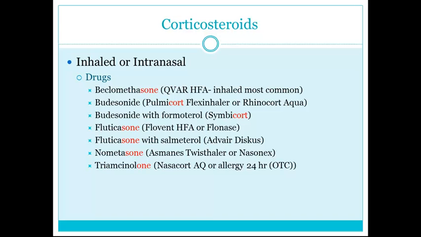Corticosteroids can be inhaled, and then they can also be intranasal. The inhaled has one name, as you can see, and is the first one listed here, so Pulmicort, Flovent. Advair Diskus only comes in an inhaled, your twist inhaler. And then they also come in intranasal. So your Flonase, your Nasonex, your Nasacort, your Rhinocort, are all your intranasal medications.